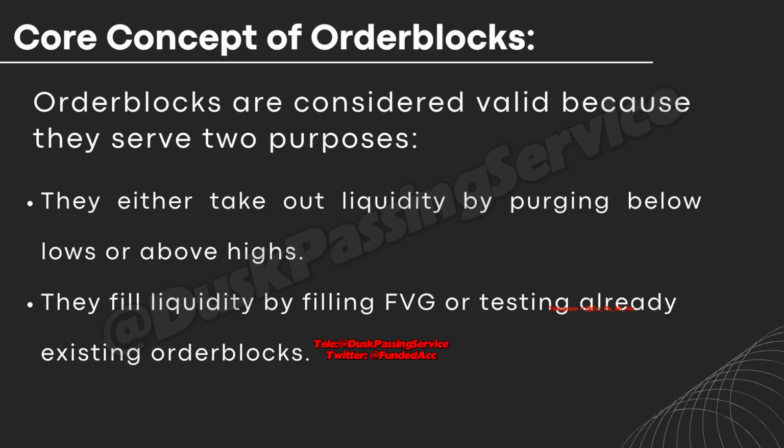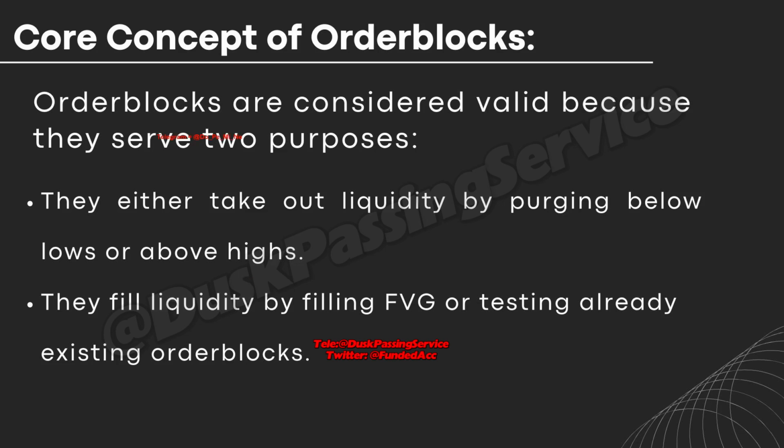The first core aspect of an order block is that it purges liquidity, which is the main prerequisite for a key level. An order block purges liquidity in the form of taking out highs and lows, which means it has taken out liquidity. That's why it's considered a valid key level. The second purpose that an order block serves is that it fills liquidity in the form of filling or testing FVGs, or testing previously untested and unmitigated order blocks. That's how you can correctly identify an order block. If a candle has taken out liquidity and then price closes above it, then you could use that candle or that sequence of candles as an order block.